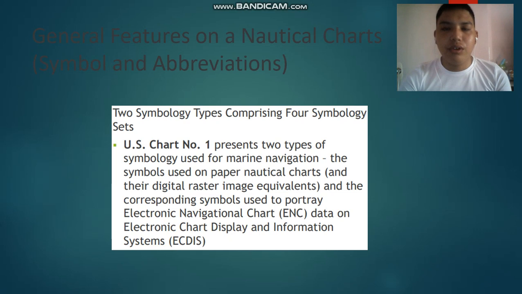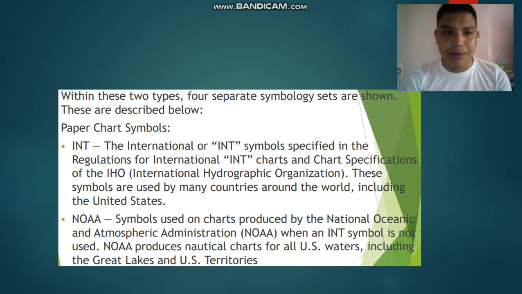General features on nautical charts, symbols and abbreviations. Two symbology types comprising four symbology sets. US Chart Number 1 represents two types of symbology used for marine navigation: the symbols used on paper nautical charts and their digital raster image equivalents, and the corresponding symbols used to portray electronic navigational chart or ENC data on electronic chart display and information systems or ECDIS.